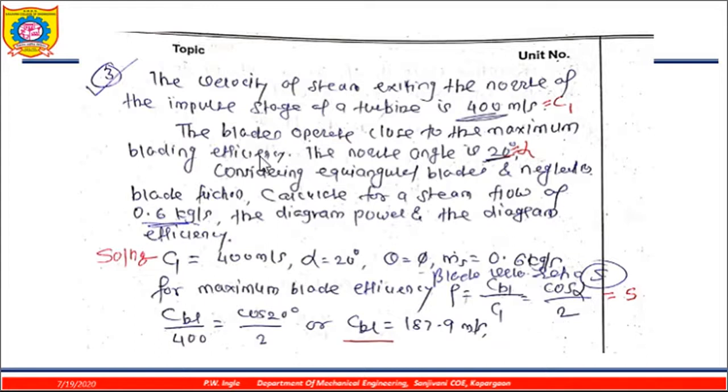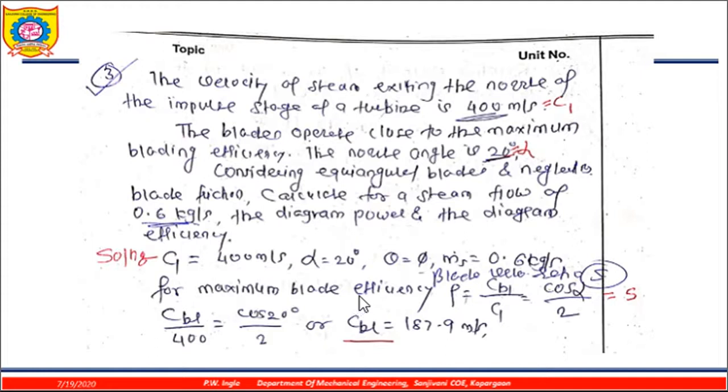Then next, considering equiangular blades and neglecting blade friction, calculate for the steam flow 0.6 kg per second the diagram power and diagram efficiency. So C1 equal to 400 meter per second, alpha equal to 20 degree, theta equal to phi because they are equiangular. Mass flow rate is 0.6 kg per second.